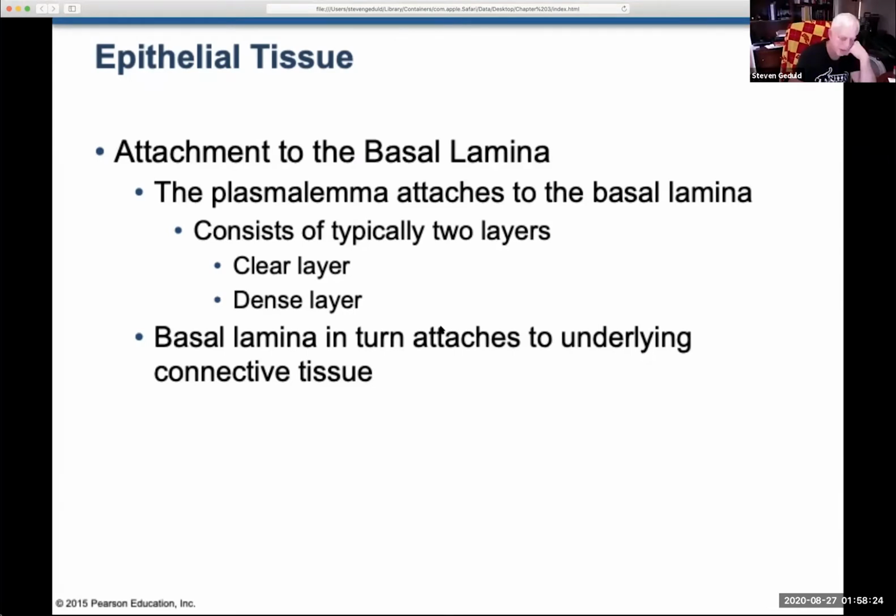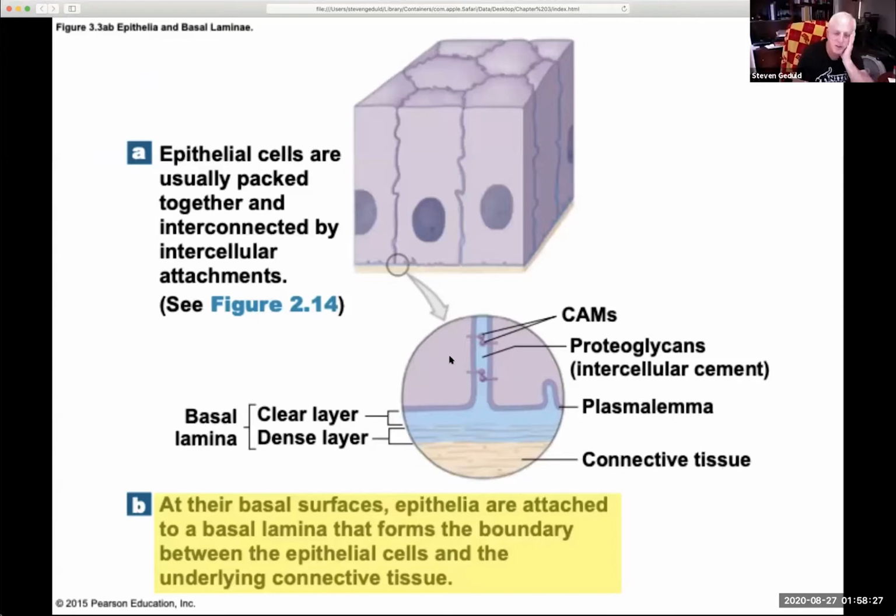And here you can see the two layers. So this is your cell. These are your CAMs, your cell adhesion molecules, and your proteoglycans, your intercellular cement. So this junction is held together very tightly, so things cannot pass. On the plasma lemma, you've got the invaginations, and there are two layers that hold to the connective tissue. There's a clear layer, and there's a dense layer with more fibers in it. And that's what holds the cells to the connective tissue below it.